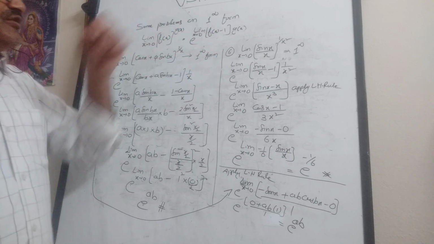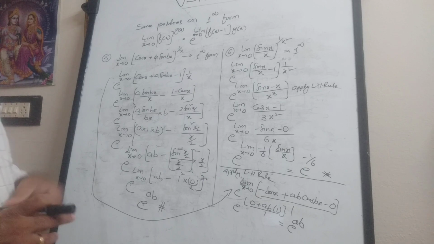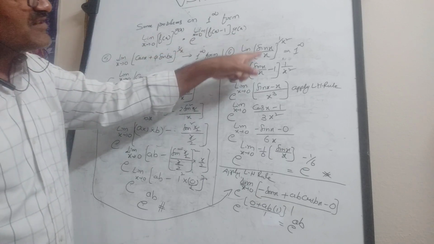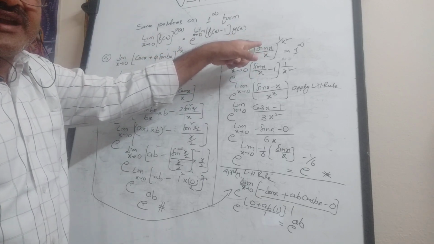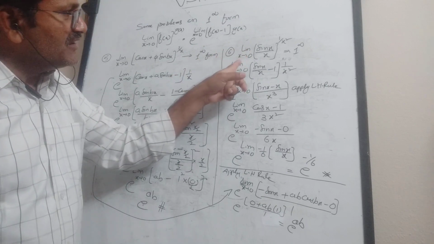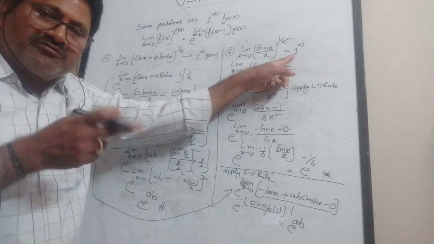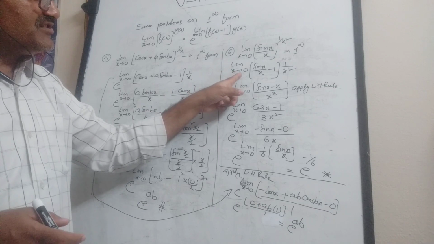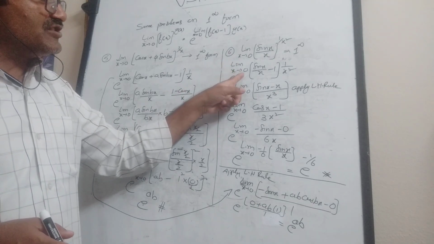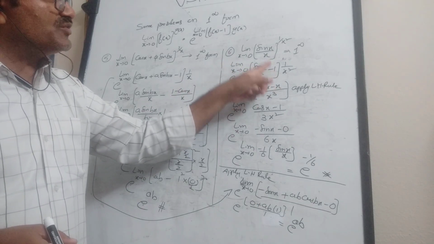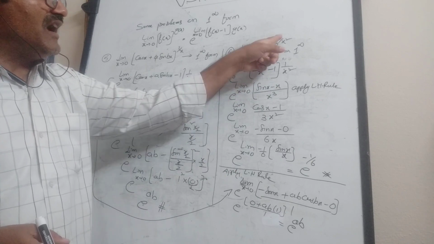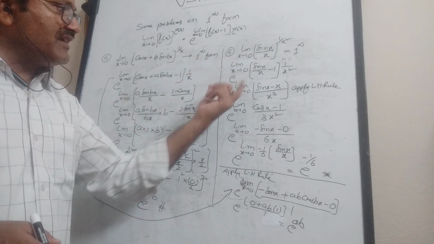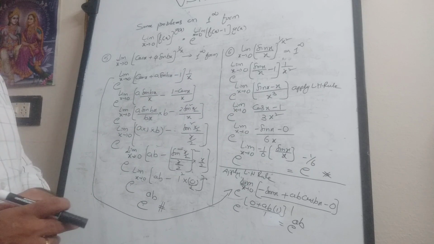Next we will go for the limit, 6th problem. Limit x tends to 0 of sin x by x, whole power 1 by x. Sin x by x whole power 1 by x. So this is also in the form of 1 power infinity only. So limit x tends to 0, e power limit x tends to 0 of sin x by x minus 1, where this is a function f of x and this is a function g of x.